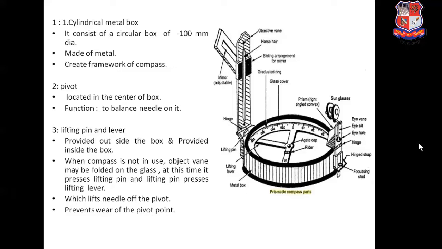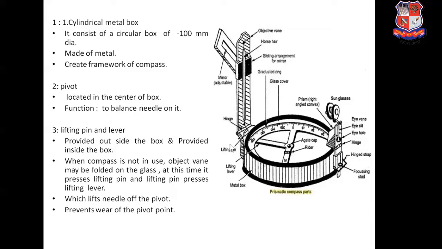Second one is the pivot. You can see in the center of the prismatic compass, a pivot is located here, below this cap. So function of the pivot is to balance the magnetic needle or to give the support to the magnetic needle, or in other words we can say that magnetic needle is resting on this pivot. Now third one is the lifting pin and lifting lever.